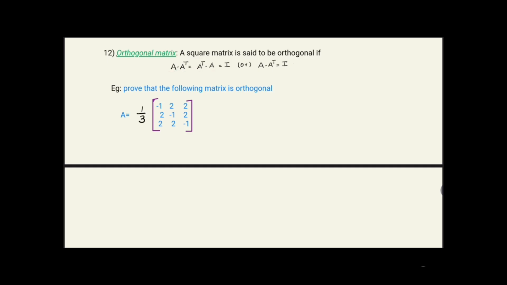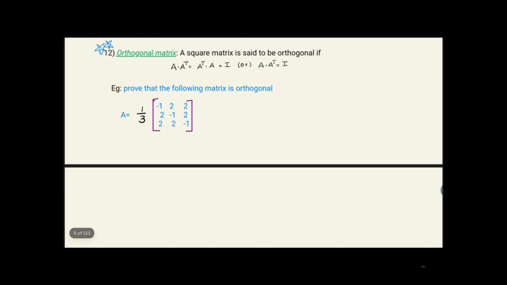It is enough if I prove that A into A transpose is equal to the identity matrix. This orthogonal matrix is very important. It has been repeated many times in the previous year question papers. I will explain orthogonal, which means I will check whether A into A transpose is the identity matrix or not.